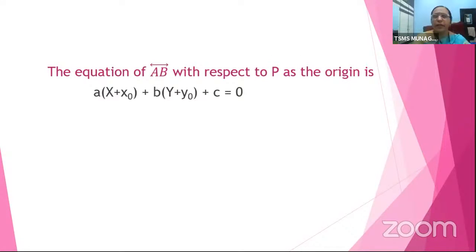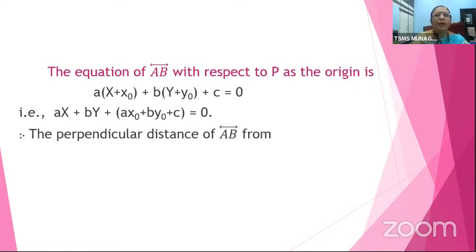Initially it was ax plus by plus c equal to 0. Now it has become a into x plus x naught plus b into y plus y naught plus c equal to 0. Let us simplify this on multiplying: ax plus ax naught plus by naught plus c equal to 0. Now on separating x and y, we get ax plus by plus ax naught plus by naught plus c equal to 0.